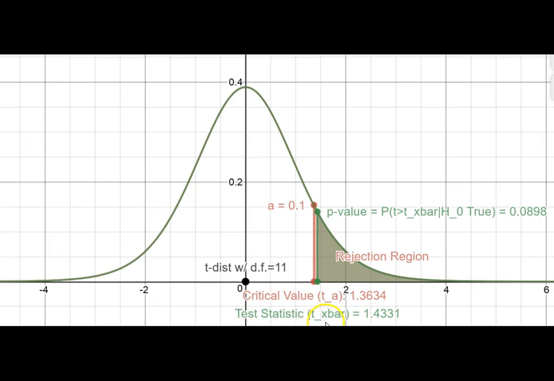My test statistic, T of X bar, was 1.4331. It was further away from what I'm calling the center of my distribution, my population mean, my assumed population mean, than my cutoff value, right? My cutoff value is closer, my sample is further. I am inside of the rejection region, okay?